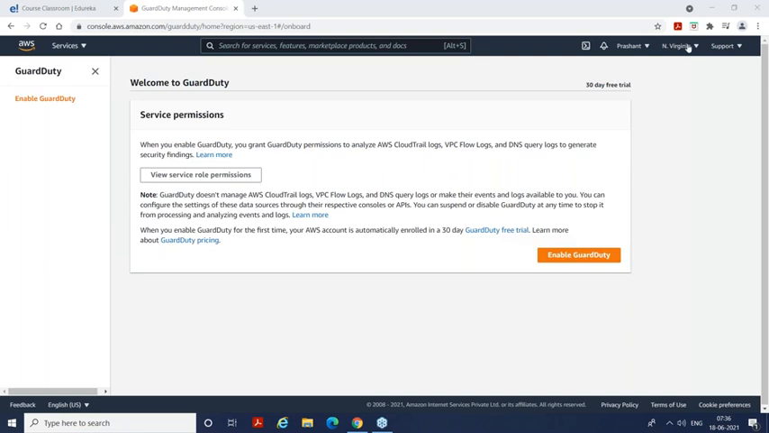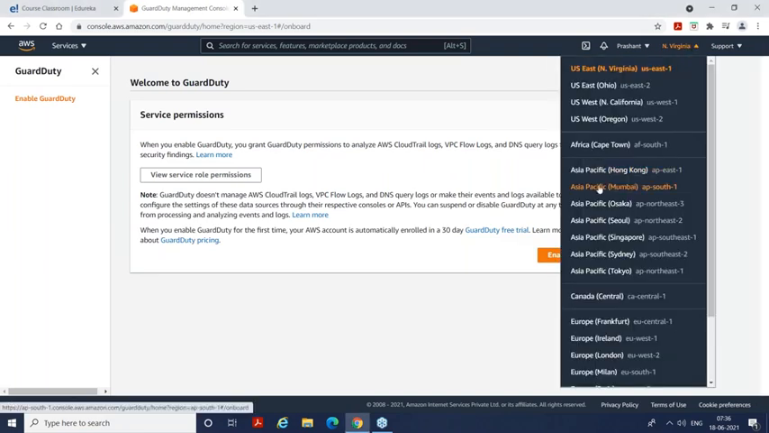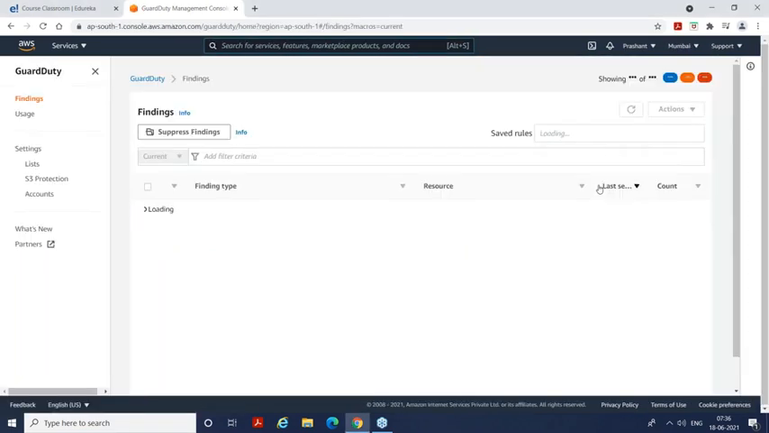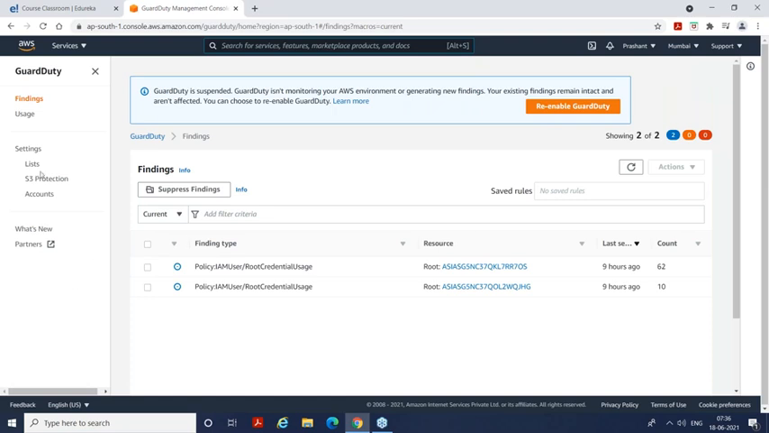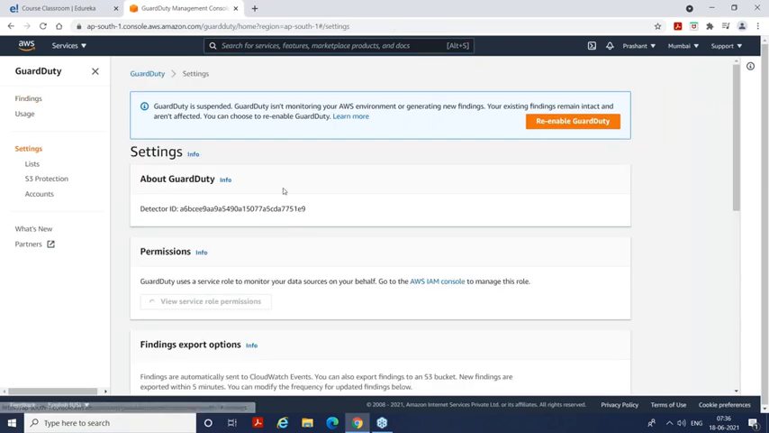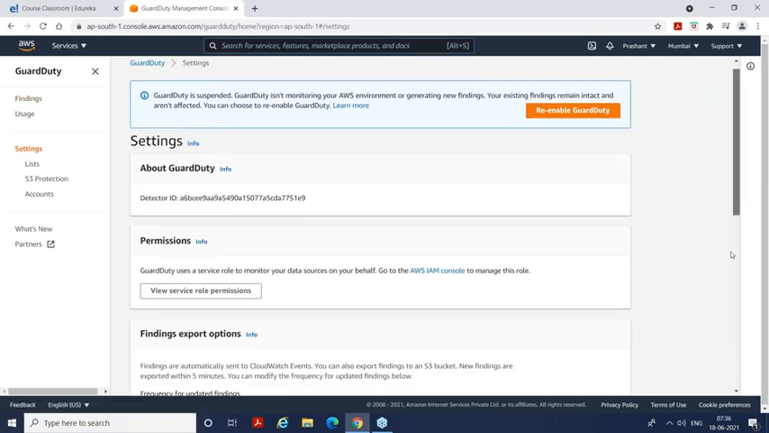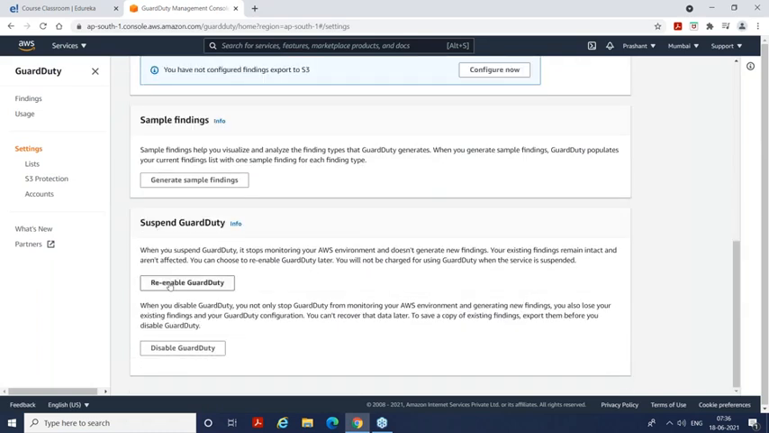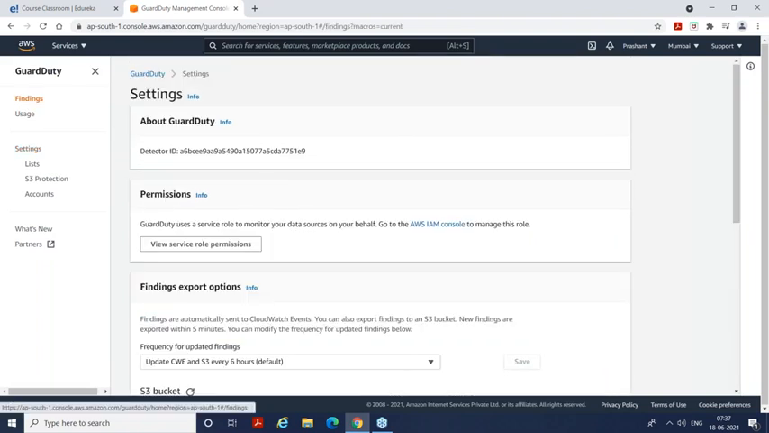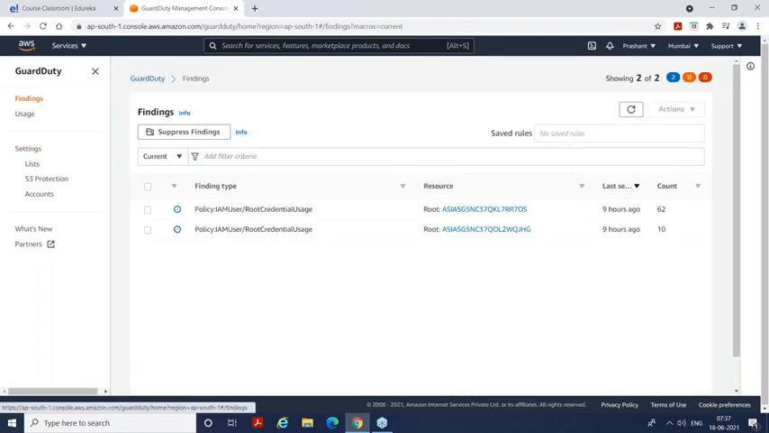So I've already enabled it in my Mumbai location, and I have temporarily suspended it. So I'm going to re-enable this GuardDuty, and now I have re-enabled it. So once I enable it, it will give me findings, or it will tell me that these are what I find as anomalies.